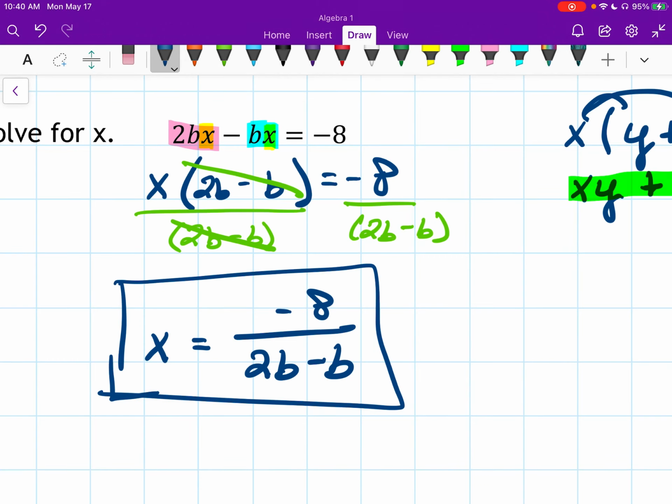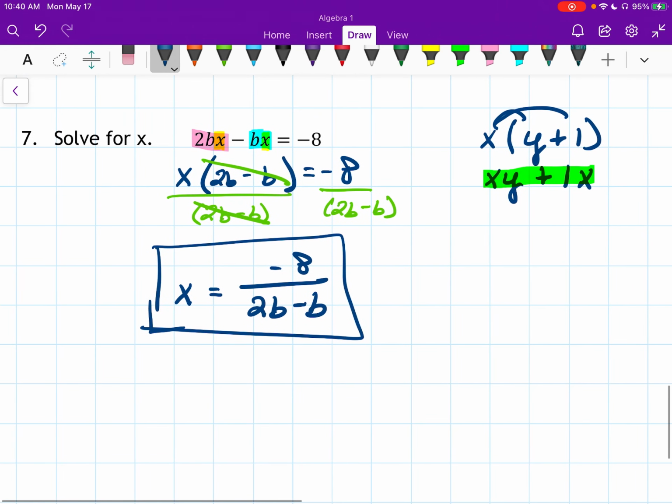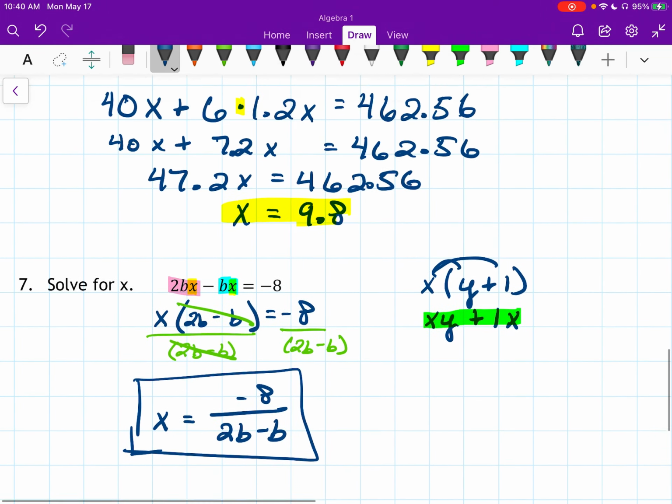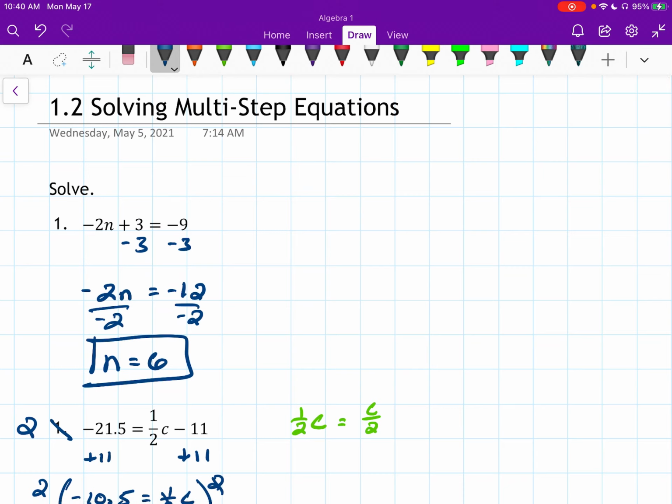And there we are. Okay? These problems can be a little bit tricky whenever you're dealing with literal equations, but there will be a couple of these on the homework. So, all right, that is section 1.2. What is this called? Multi-step equations. All right, that's all.